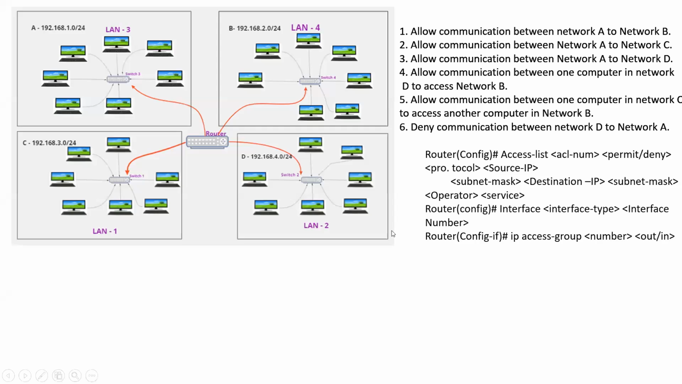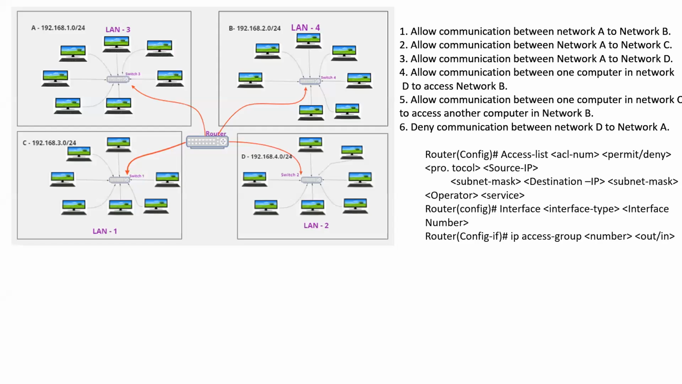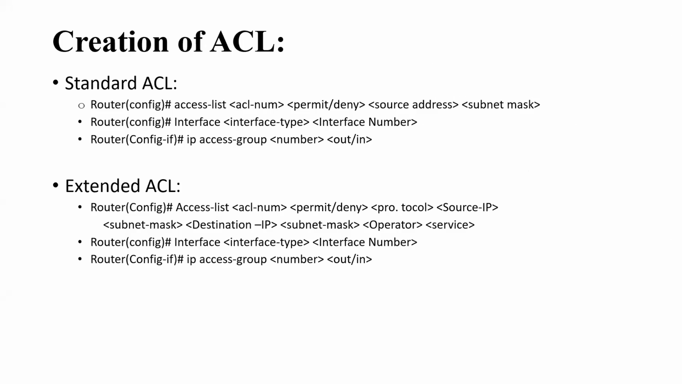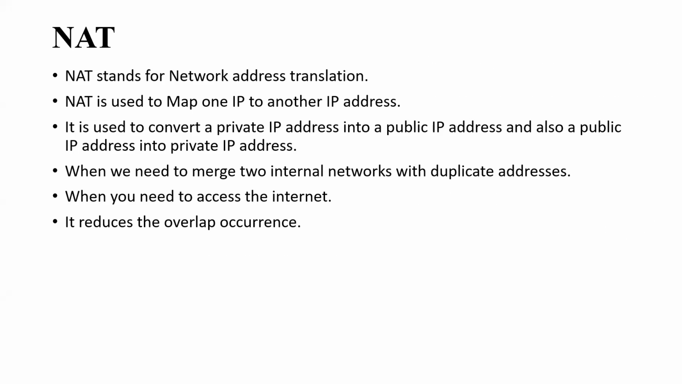Hi. In our last session, we were discussing what is an access control list, and how many types of access control list we have, that is, standard access control list and extended access control list. We tried some examples as well. So in this session, we'll discuss NAT.